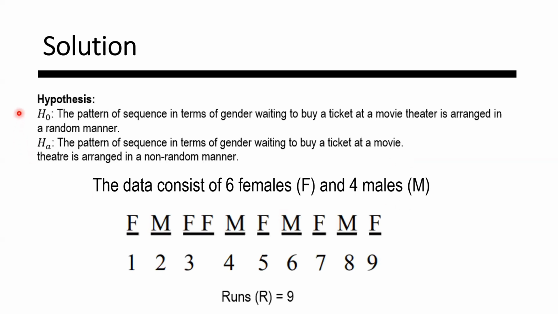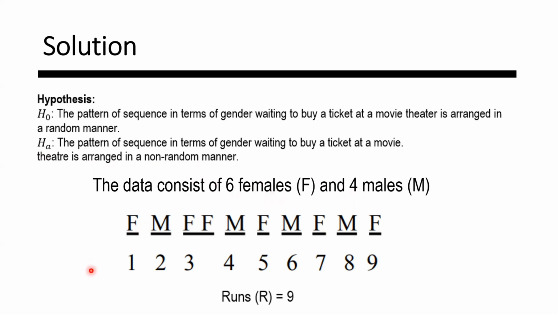Solution. The null hypothesis is the pattern of sequence in terms of gender waiting to buy a ticket at a movie theater is arranged in a random manner. Alternative hypothesis. The pattern of sequence in terms of gender waiting to buy a ticket at a movie theater is arranged in a non-random manner. The data consists of 6 females and 4 males. Thus, our N1 is 4, and then N2 is the female.